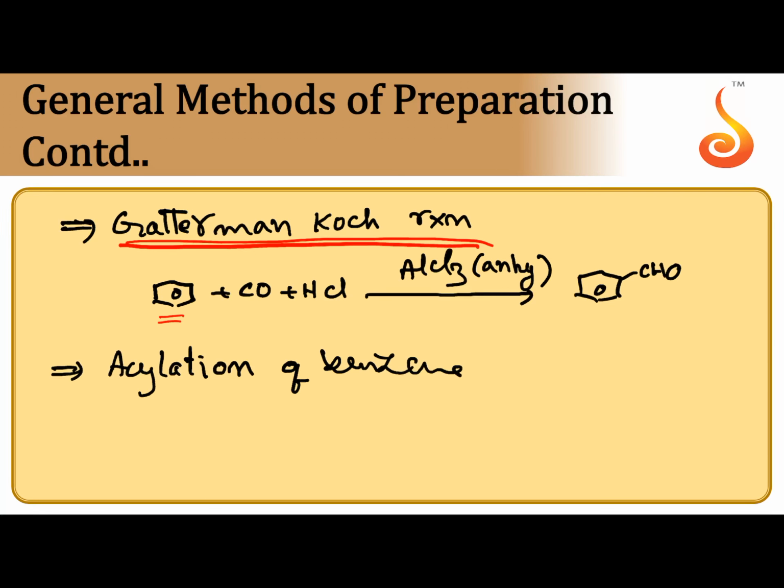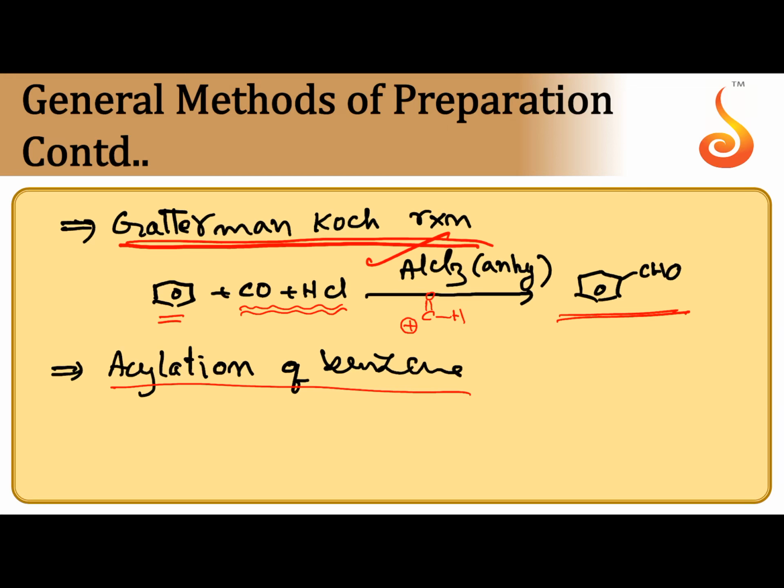Next, Gattermann-Koch formylation. When benzene is reacted with the mixture of carbon monoxide and HCl in the presence of anhydrous aluminum chloride, CHO+ formylium ion is the attacking electrophile. It attacks at benzene ring, replacing H+. So CHO is attached to the benzene ring, forming benzaldehyde. Here the attacking electrophile is formylium. CHO+ is called formylium.